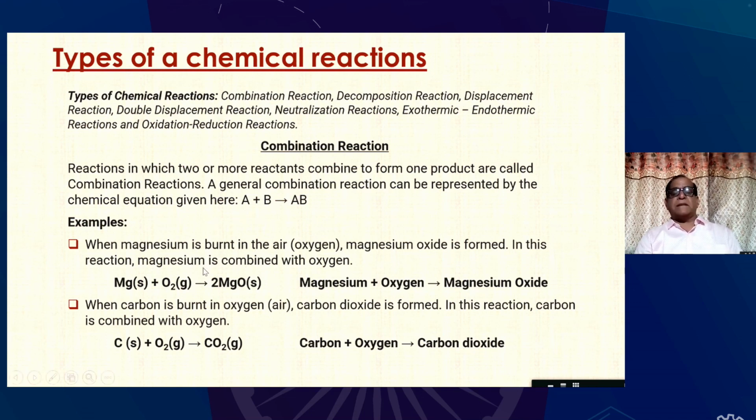Examples of combination reactions: when magnesium is burned in air, magnesium oxide is formed. In this reaction, magnesium combines with oxygen to form magnesium oxide. When carbon is burnt in oxygen, carbon dioxide is formed. In this reaction, carbon combines with oxygen. So these are examples of combination reactions.